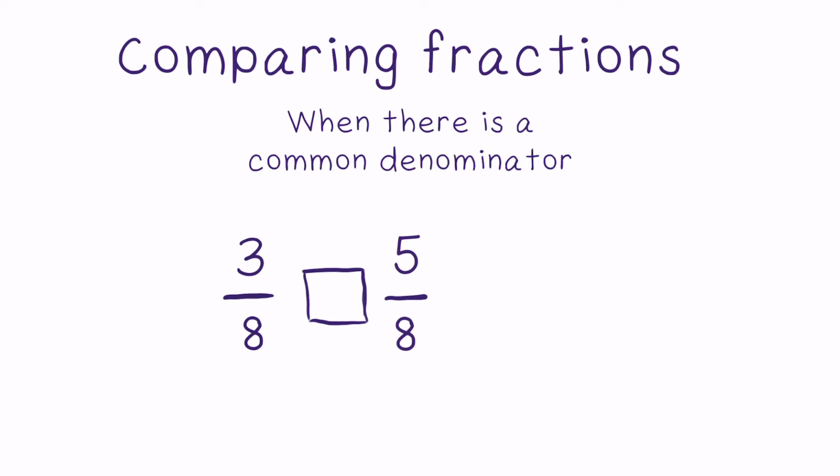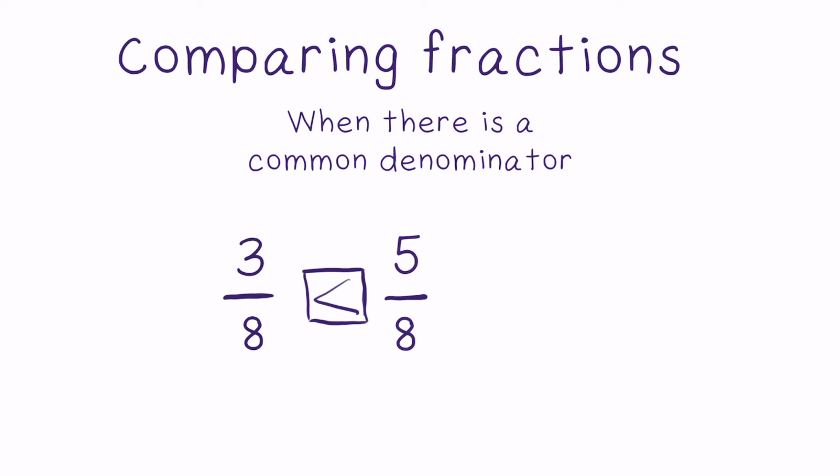Because we have a common denominator, we know that the whole has been broken into the equal number of parts for both fractions. So in this case, the whole has been broken into 8 parts for either side of our comparing. So we know that 5 of those 8 parts is going to be greater than 3 of those 8 parts. So in this case, when there's a common denominator, we are going to compare the numerator. And we know that 3/8 is less than 5/8.